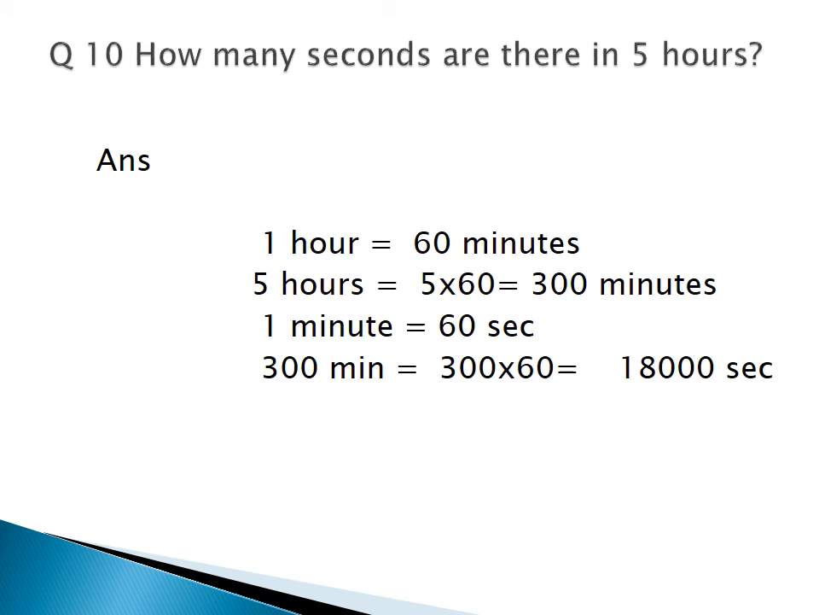Question number 10. How many seconds are there in 5 hours? First of all, we will change hours into minutes and minutes into seconds. 1 hour is equal to 60 minutes. 5 hours is equal to 5 multiplied by 60, 300 minutes. 1 minute is equal to 60 seconds. And 300 minutes equal to 300 multiplied by 60, 18,000 seconds.